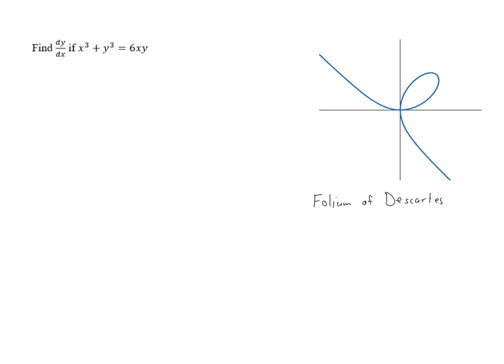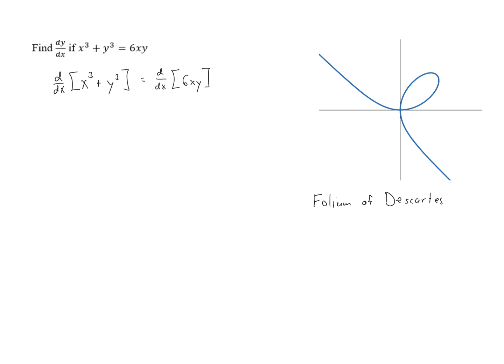But what I want to do is find the derivative. And here we have an equation with x and y, and it's not easy to solve for y and write it in terms of x. So this is a scenario where we want to use implicit differentiation. And remember, with implicit differentiation, we want to differentiate both sides with respect to x. So we want to have d over dx of the left-hand side, x cubed plus y cubed, equal to d over dx of the right-hand side, 6xy.